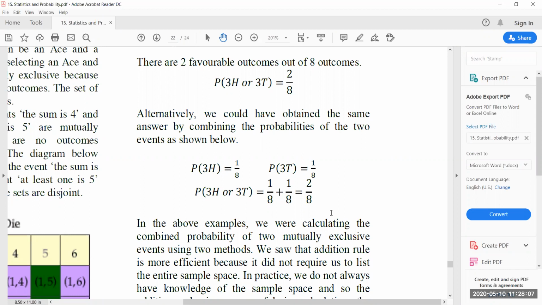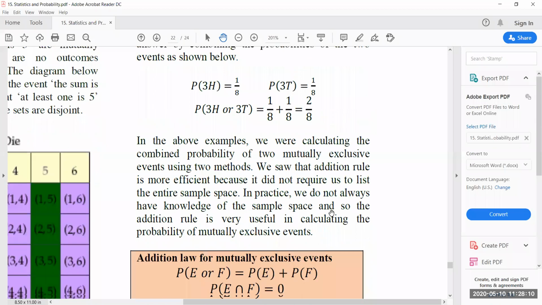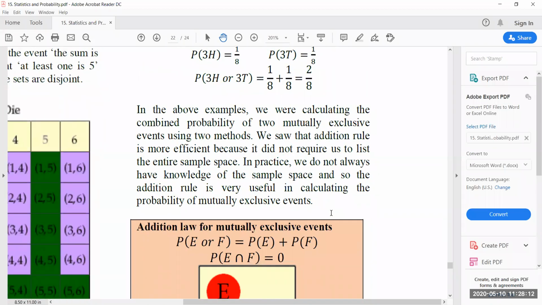Okay, so in the above examples, we were calculating the combined probability of 2 mutually exclusive events using 2 different methods, and of course we yielded the same results. We saw the addition rule is more efficient because it did not require us to list the entire sample space. In practice, we do not always have knowledge of the sample space, and so the addition rule is very useful in calculating the probability of mutually exclusive events.